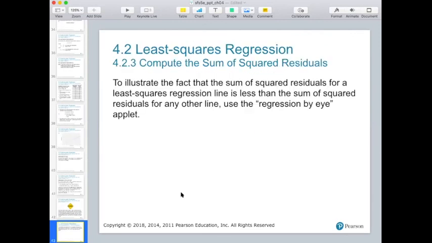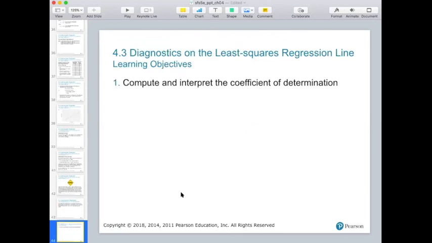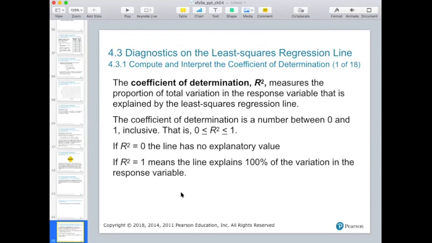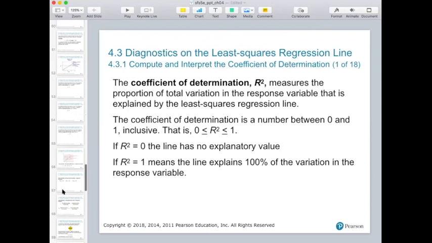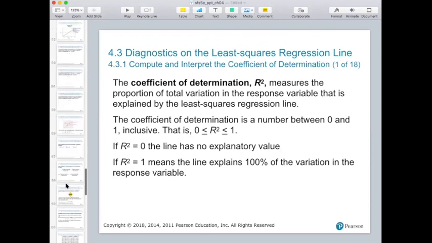Okay, so that covers all of chapter 4 that we needed to get to. We will talk about R squared next time, or I'll give you some information on that.